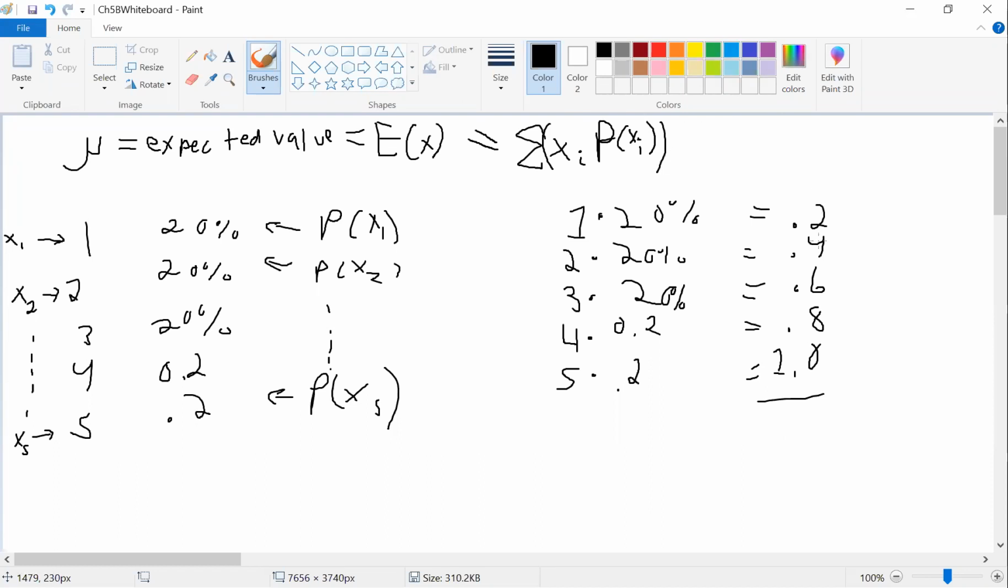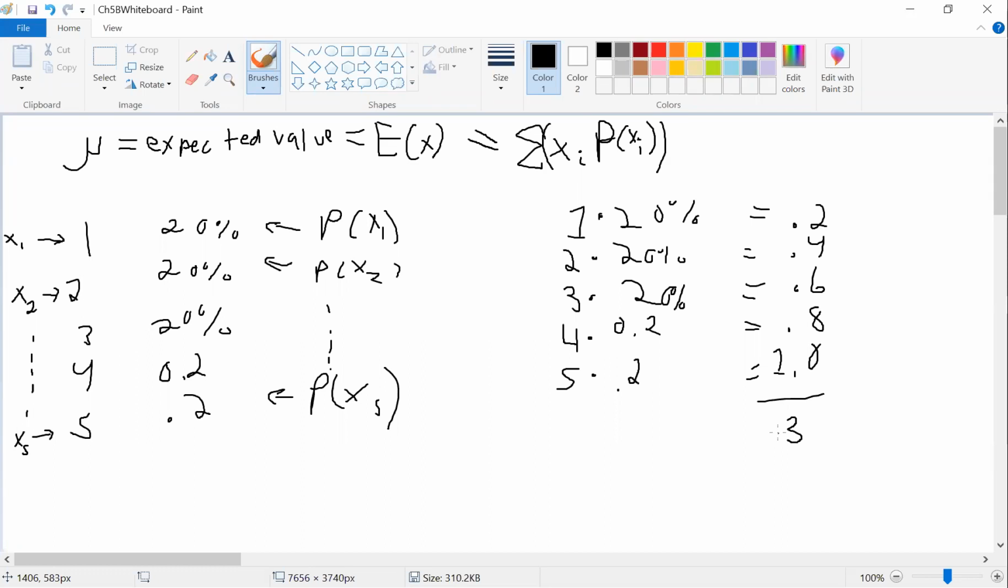0.2 plus 0.4, that's 0.6. Plus 0.6, 1.2. Plus 0.8, that's 2. Plus 1, that's 3. So our expected value is 3, which is our mean. And sure enough, that lines up with what we'd already expect. Because since they all have equal probabilities, we could just say 1 plus 2 plus 3 plus 4 plus 5, then divide that whole thing by 5, which also gives us 3. So that's a bit of a checkpoint for making sure that we're using it correctly.